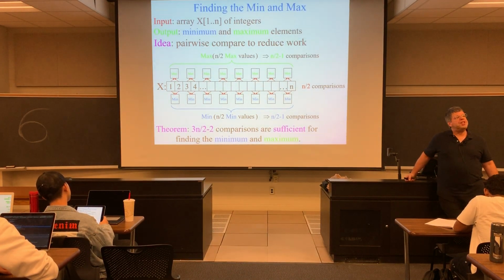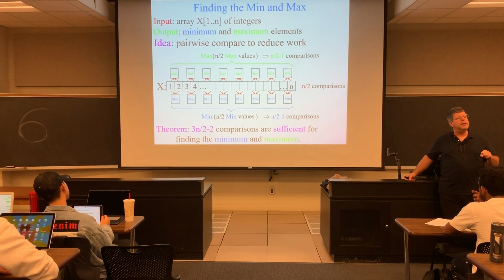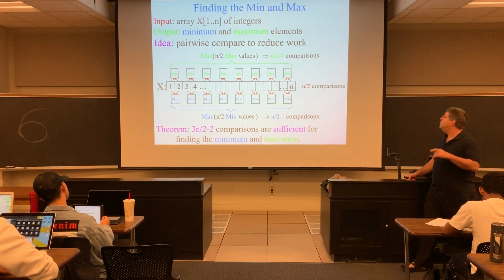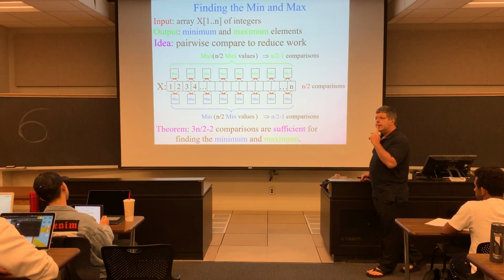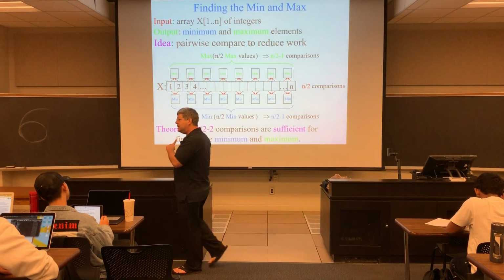And so 3/2 n comparisons, or 3n over 2 minus 2 precisely, are now sufficient to find the minimum and the maximum both. We're about to show that it's also necessary. That's the hard part, actually. So this is the easy part.